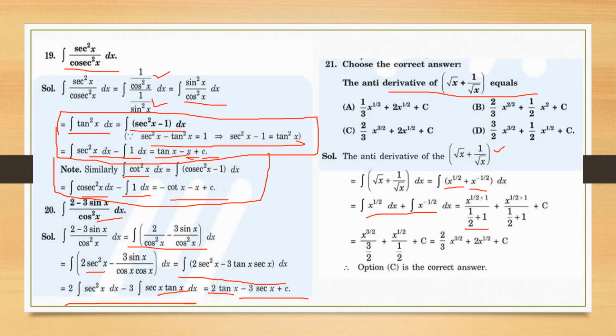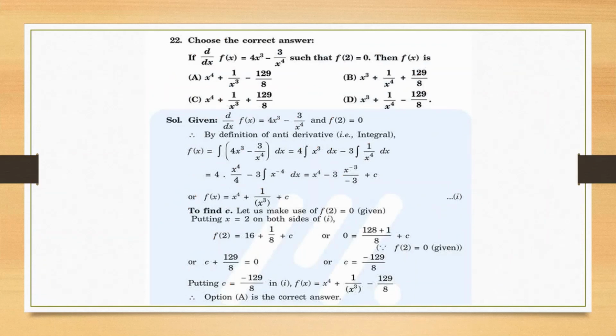22: choose the correct answer. If d dx of f(x) is 4x cube minus 3 by x4, such that f(2) is 0, then find f(x). Here it is not asked to evaluate or integrate something. You are asked that the derivative is given, search for the function. So which process will help you now? It is integration. So you need to integrate this function. I'll get the function by means of the integral, which will remove the d dx. So it becomes the integral of 4x cube minus 3 by x4.